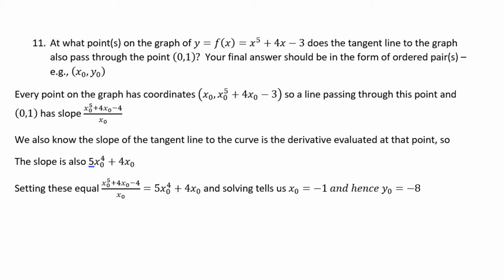Number 11, every point on the graph has coordinates x0, x0 to the 5th plus 4x0 minus 3. So I guess really I'll just say this. The answer to the problem should have been minus 1 comma minus 8. Those are each worth 4 points, and you can give yourself 2 points if you did something else that you thought was useful along the way.